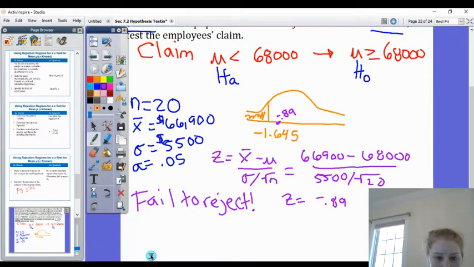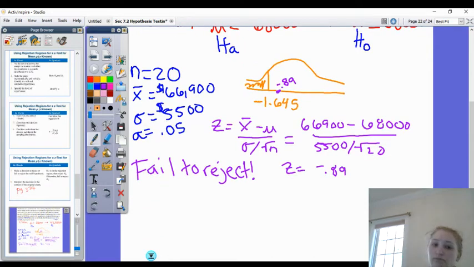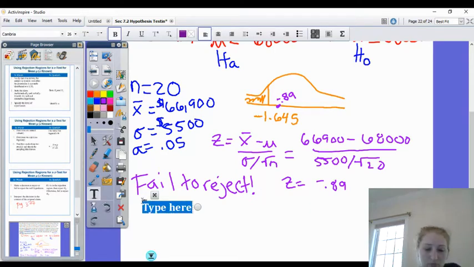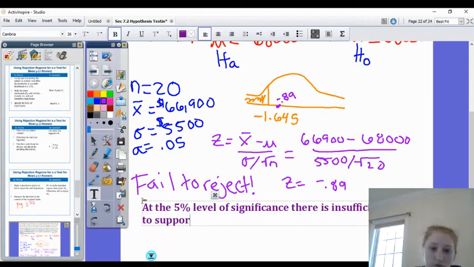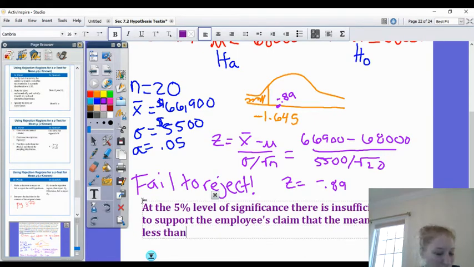All right, so I'm gonna write my sentence. At the 5% level of significance, there is insufficient evidence to support the claim that the employee's claim that the mean is less than 68,000.